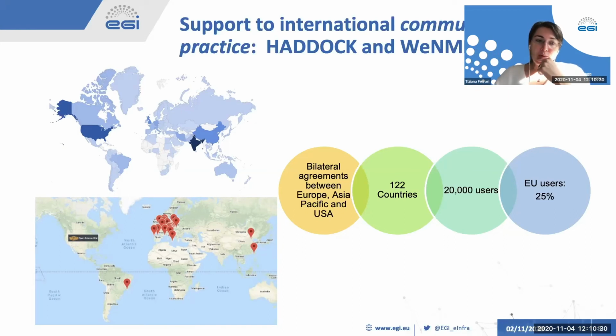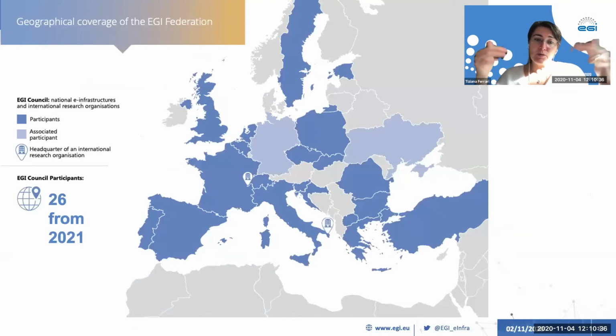So how have we achieved this? In the next slide, of course, creating a governance in Europe. So for EGI, we are a membership organization, 26 from January, where national organizations are leveraging national funding and federating it at European level. But this is not sufficient to support the collaborations internationally.